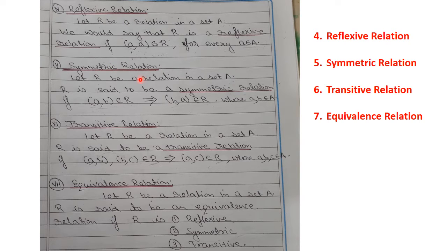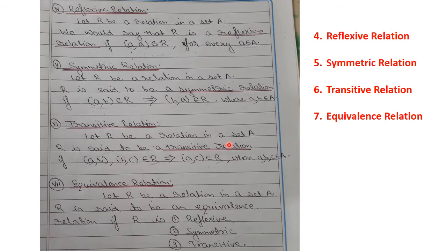Symmetric relation. Let R be a relation in a set A, then R is said to be symmetric if we have (a, b) in R, then that would imply that (b, a) is also in R. So in a relation, if you see for each ordered pair, this happens, that if you have (a, b) in that relation, then you must find (b, a) in R. And if this happens for each ordered pair appearing in that relation, then we say that the given relation is a symmetric relation.